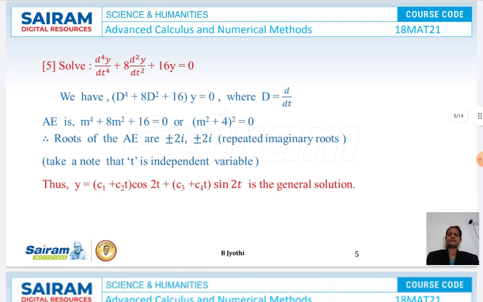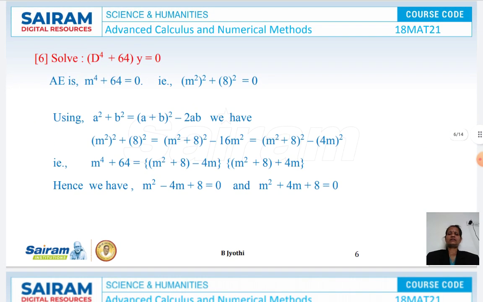Next question. Solve d^4y/dt^4 + 8 d^2y/dt^2 + 16y = 0. That is, the auxiliary equation will be m^4 + 8m^2 + 16 = 0. Thereby, the roots of this equation will be plus or minus 2i and plus or minus 2i. That is repeated imaginary roots. Hence, the solution is given by (c1 + c2t) cos 2t + (c3 + c4t) sin 2t. That is the general solution.